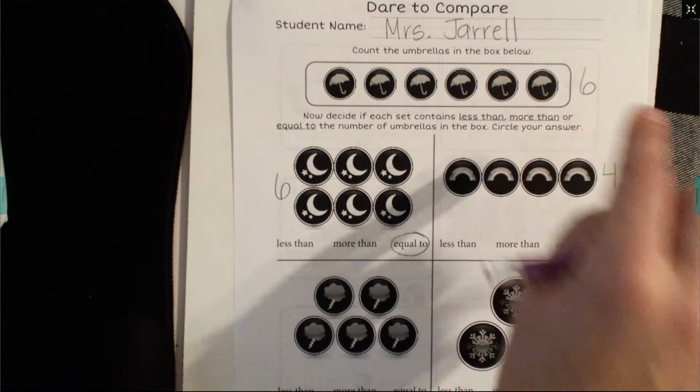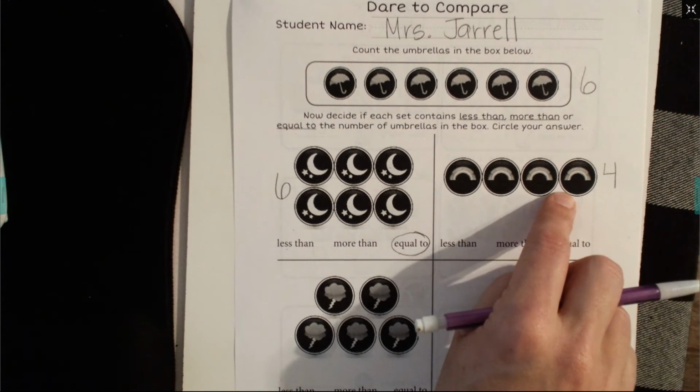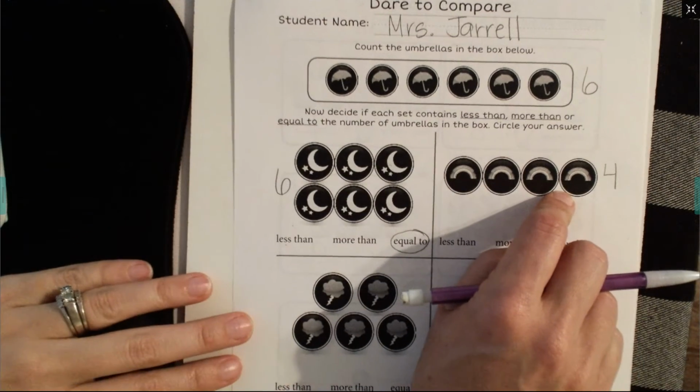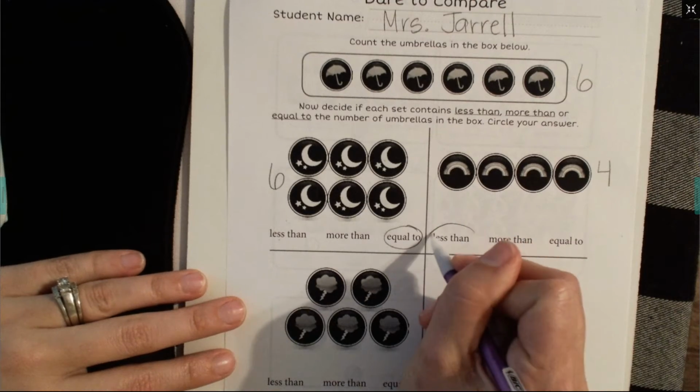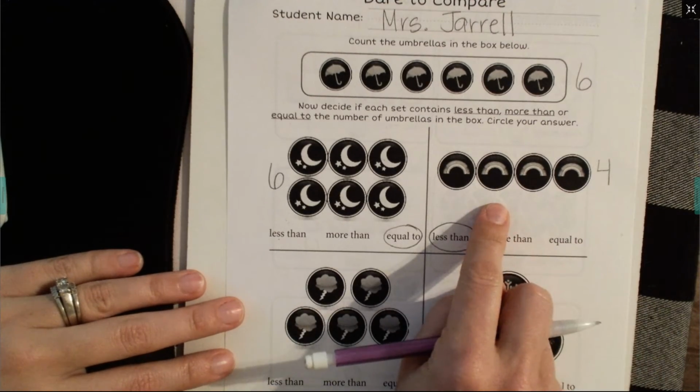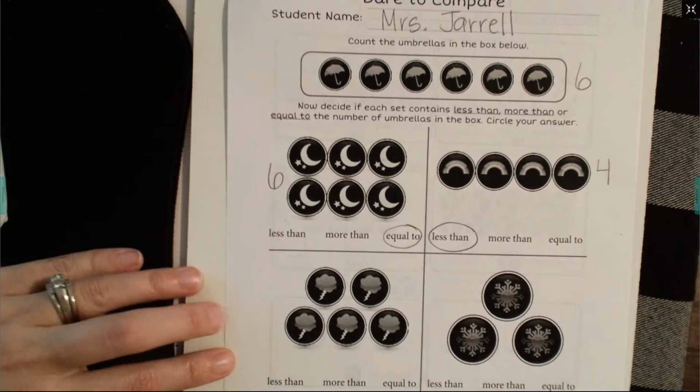So if this group is bigger, then that means this group is smaller. And when we are thinking of things that are smaller, we say less than. So this group has less than this one.